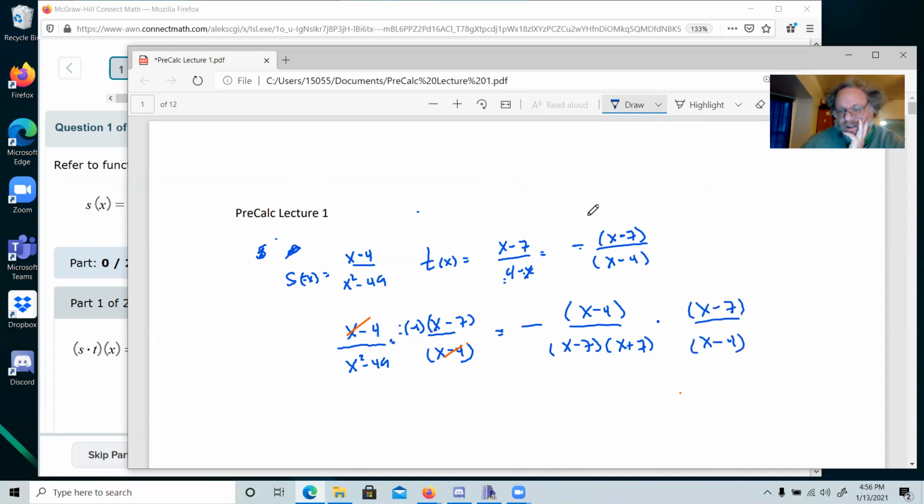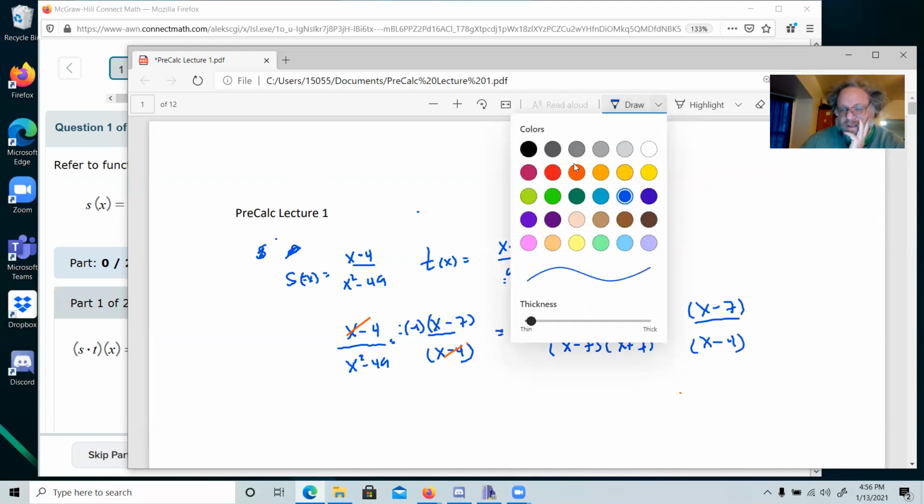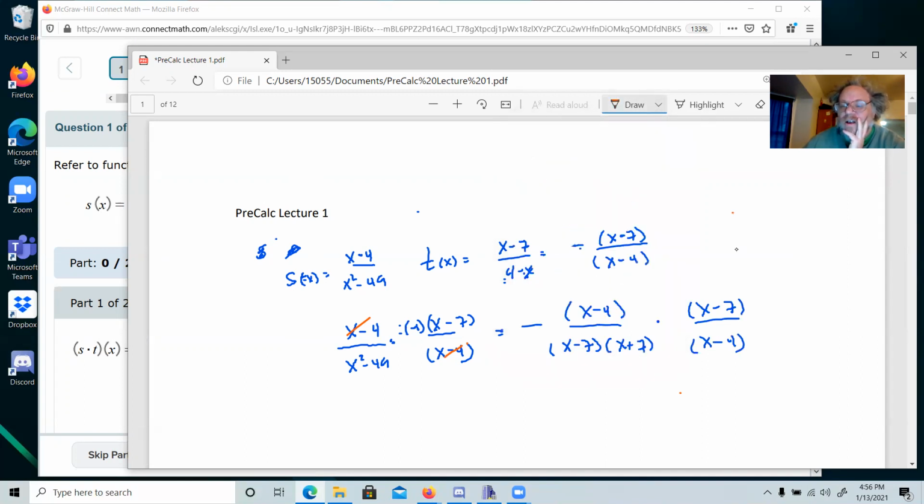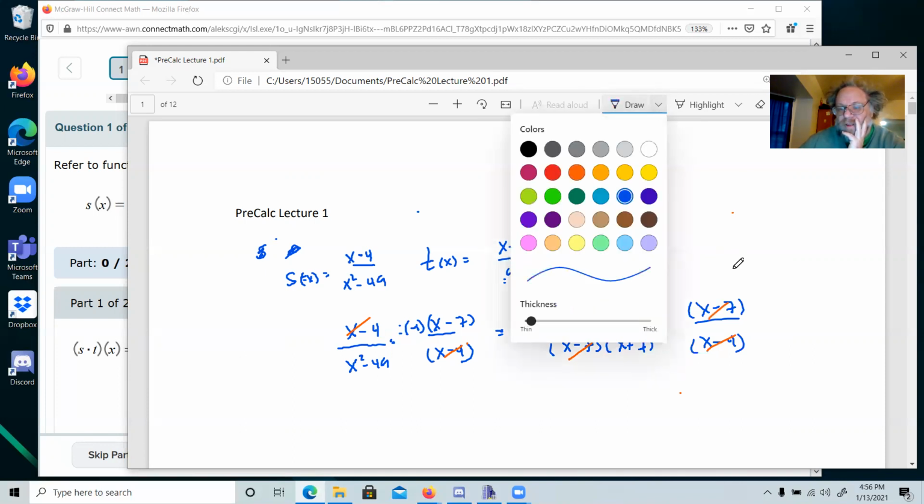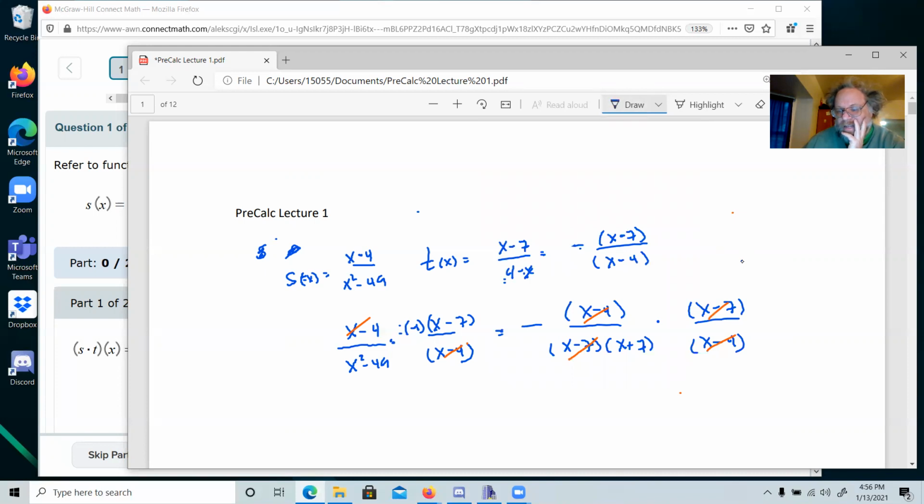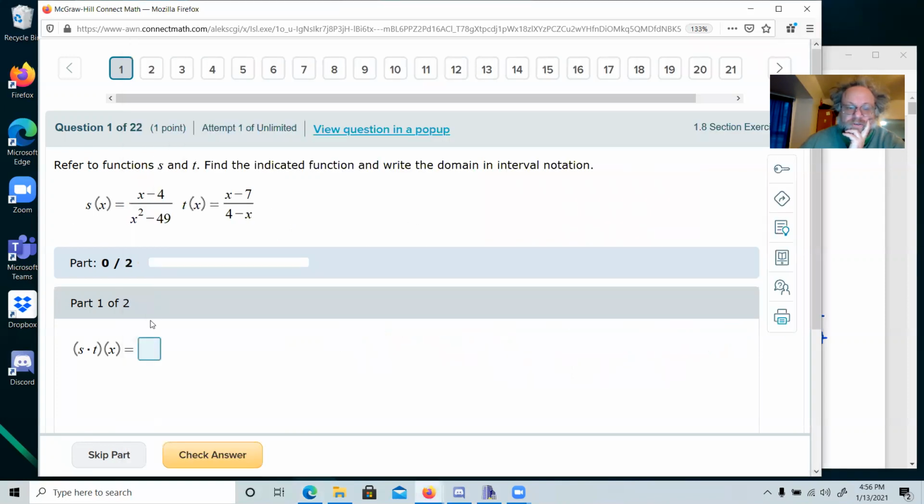Now that looks like a problem that you would want to do, right? That's a lot easier to cancel. We can see those cancel, we can see these cancel. And the only thing I'm left with here is just 1. That just stays at 1 here. So we're going to get a negative 1 over an x plus 7, and that's what they want us to write down here. So we're just going to have a negative 1 over x plus 7 here.